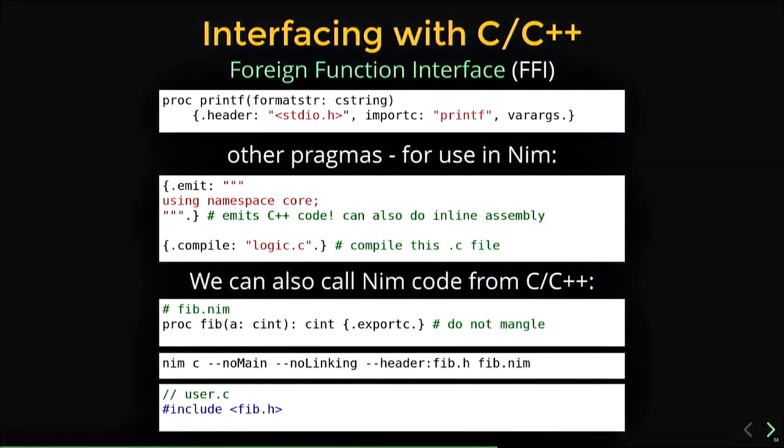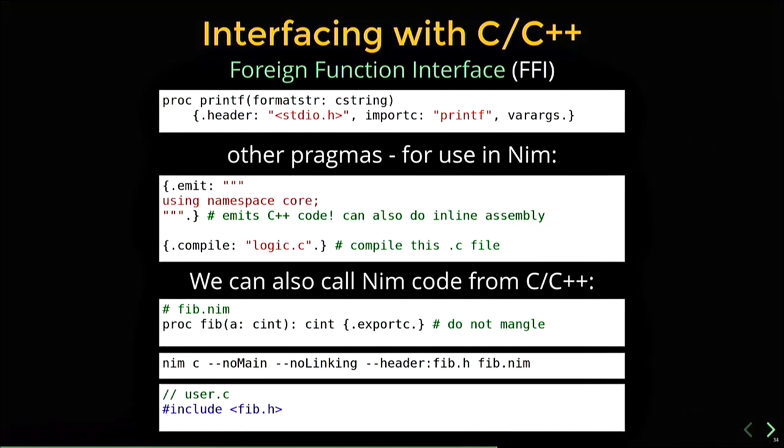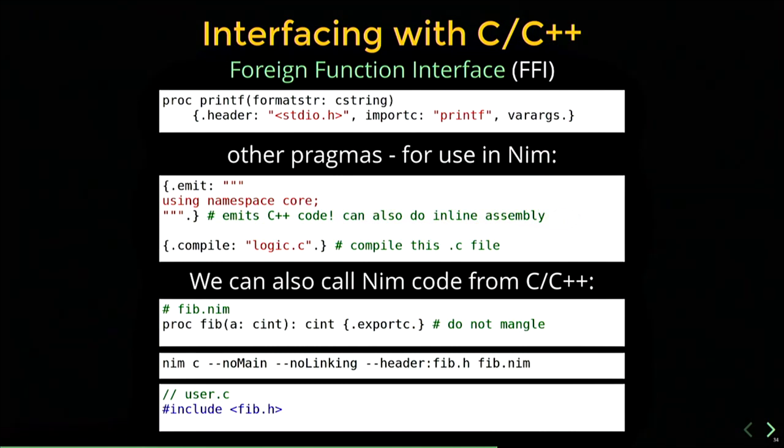So how do the two languages talk to each other? There's this thing called a foreign function interface. In NIM, if we want to use the printf function from the stdio header, we can define it as a procedure in NIM. And we can say within these curly braces that it comes from that specific header, and we should import that specific symbol from C. Then we can use this printf function within NIM, and the compiler will make sure that it generates the include to the appropriate header which introduces it, and it will just remap the call.